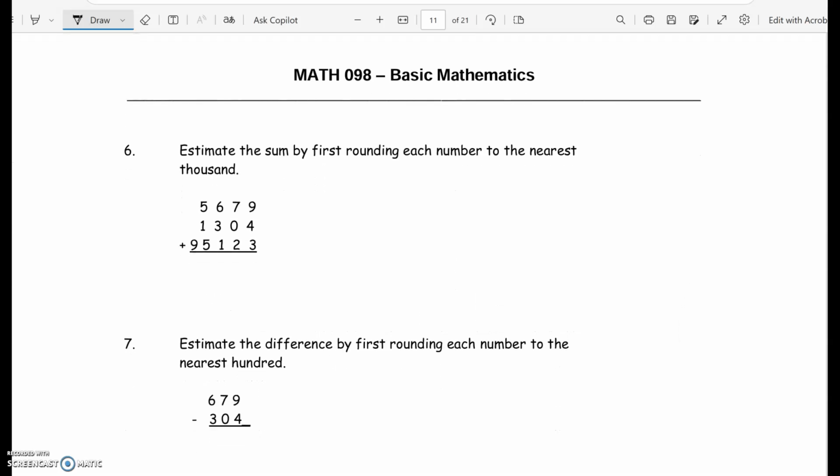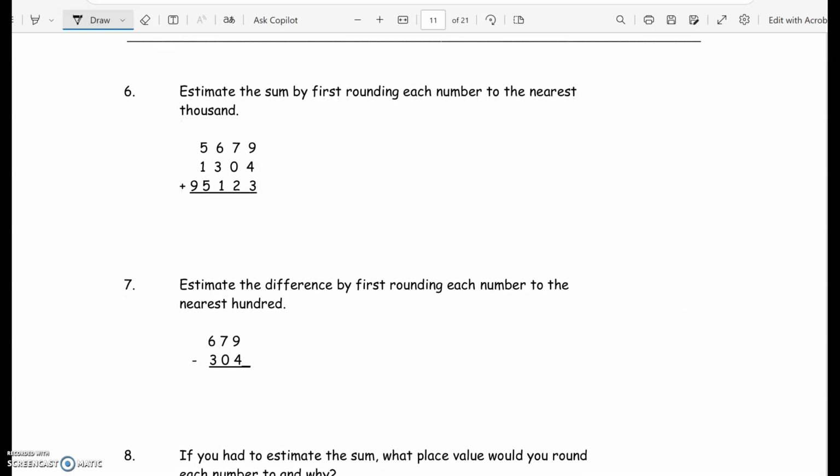It says estimate the sum by first rounding each number. Now when we use calculators, obviously if we enter the numbers correctly, we get the right answer. But we need to have a rough idea of what the answer looks like, so that if we did not enter the numbers correctly, at least we know that there is an error. So we have to have an estimate before we look at the answer on the calculator.